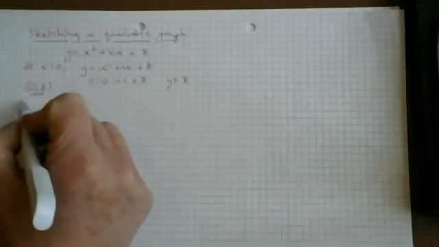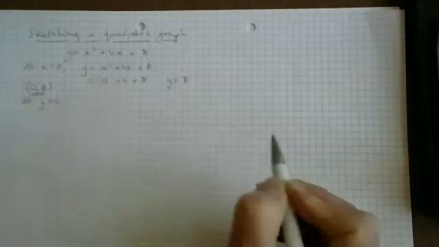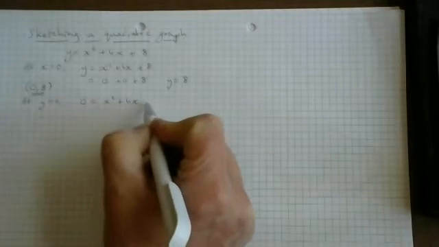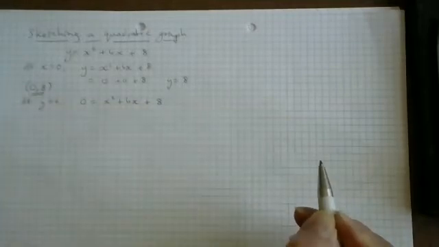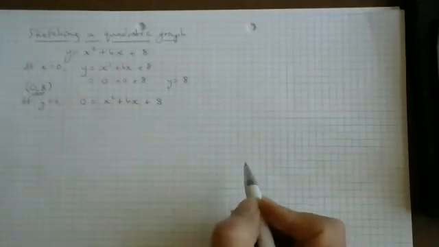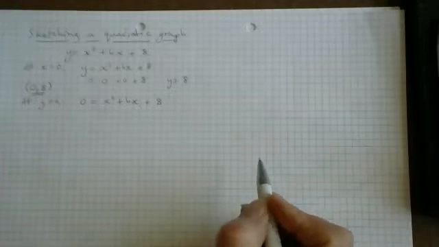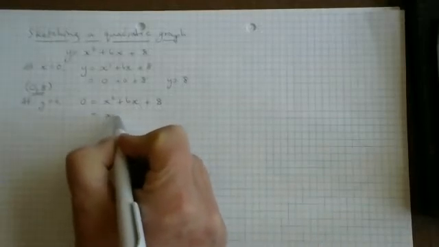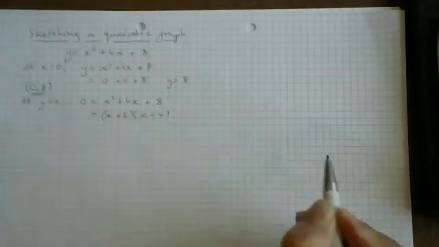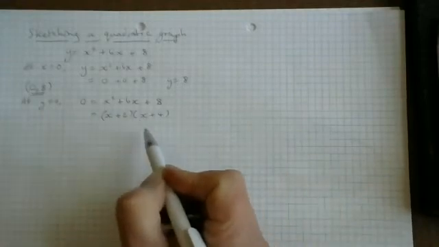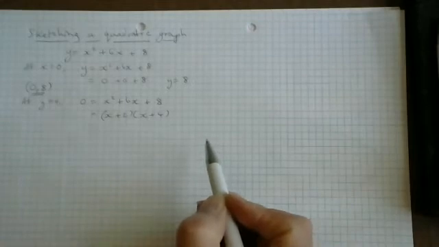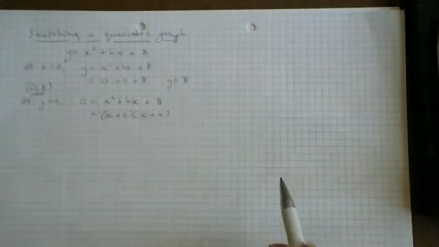When y equals 0, 0 equals x squared plus 6x plus 8. There are a number of ways we can solve this. The first thing we look for, though, is does it factorise? And I can see for this one that it does. It equals (x plus 2)(x plus 4). Let's just check that: x squared plus 4x plus 2x, well, that's plus 6x plus 8.